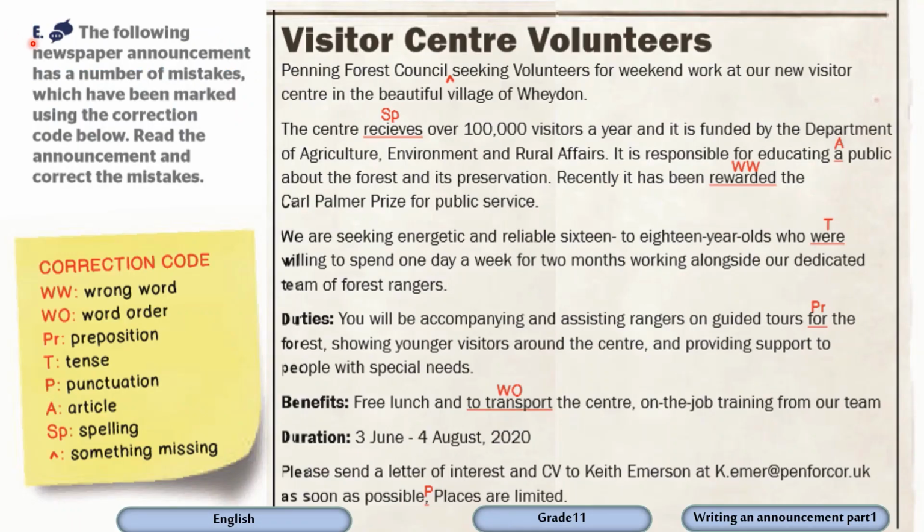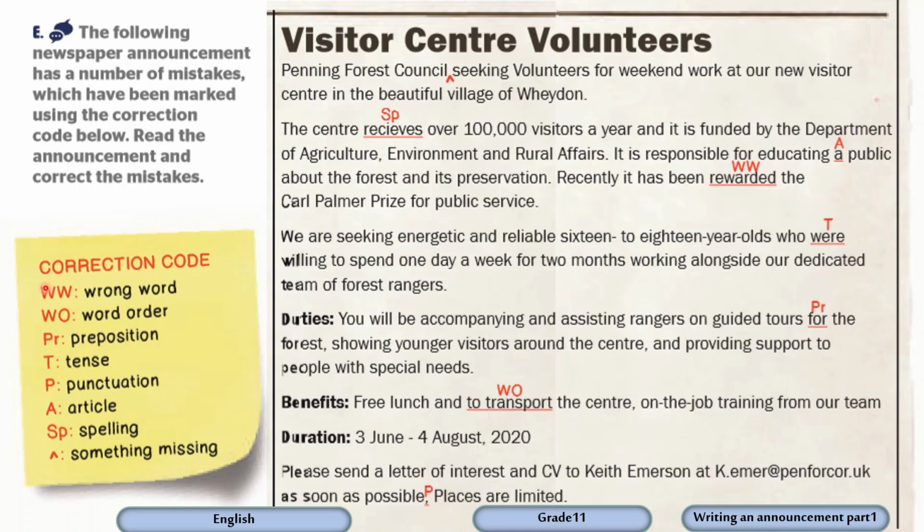All right, now we are going to do the activity number E. As you can see, this is an announcement done for you, and the following newspaper announcement has a number of mistakes which have been marked using the correction code below. Read the announcement and correct the mistakes. You may wonder about these red codes. And this is the correction code. Actually, teachers use a correction code to help edit the writing.